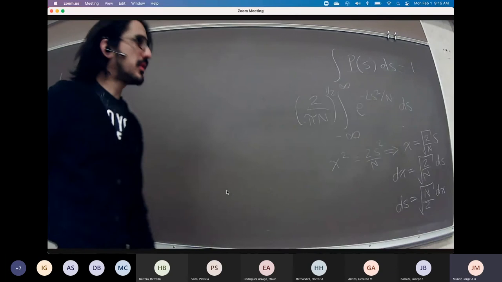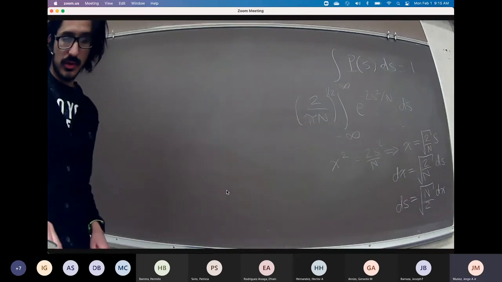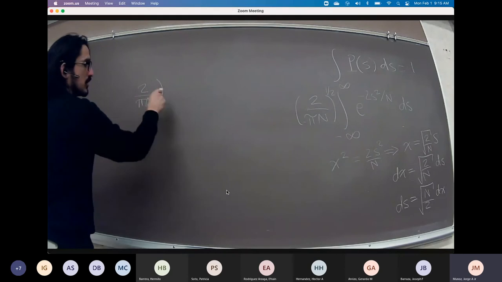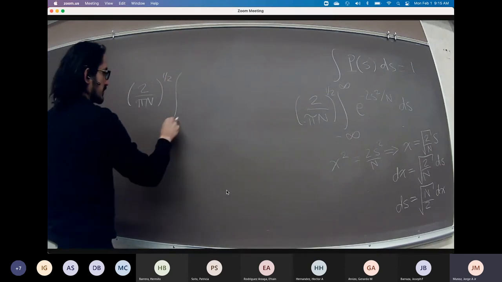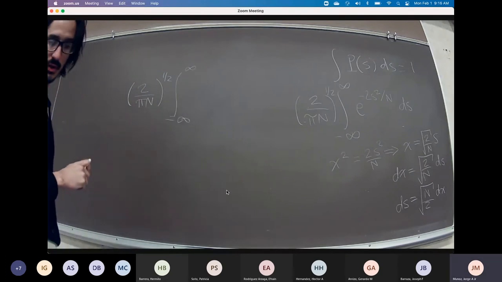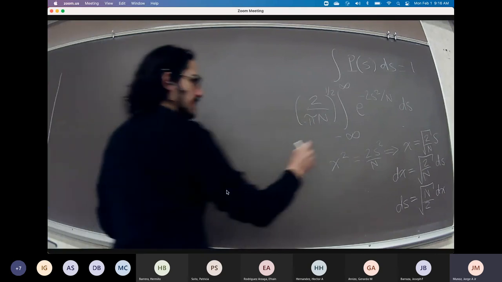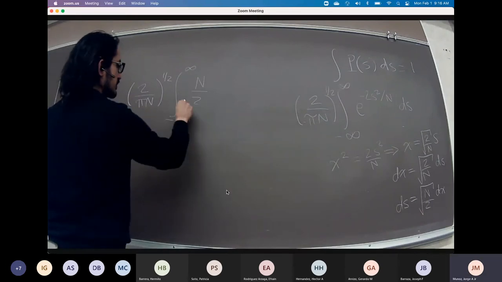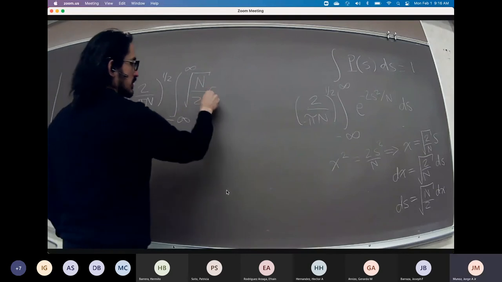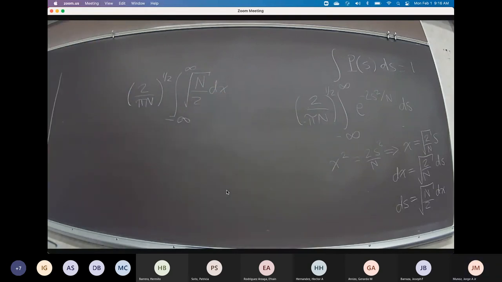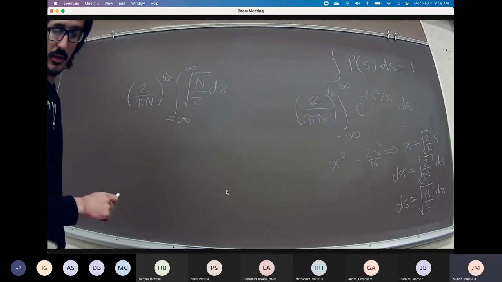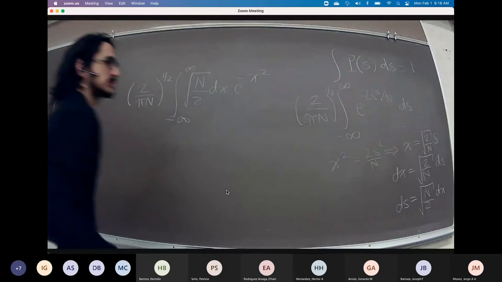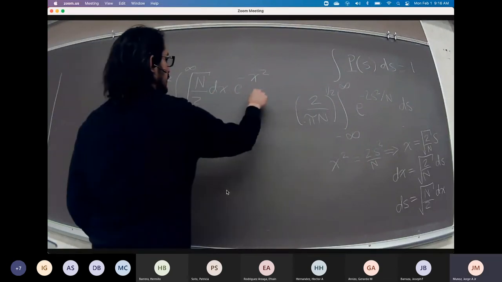So we can rewrite this integral as 2 over 2 pi n to the 1/2, integral from minus infinity to infinity. And ds is going to be this, so we can just put n over 2 square root dx, and e to the minus x squared, so this one over here. And that's it.